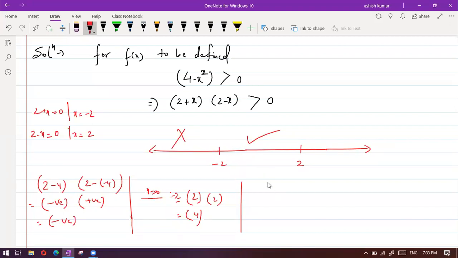Then we will take a value which is greater than 2. Can we take 5? Let's take x is equal to 5. So 2 plus 5 and 2 minus 5. What will it become, Ria? 2 plus 5, positive or negative? Positive, sir, and 2 minus 5, negative. Positive into negative is negative, and we know that negative numbers are not greater than 0, so we cannot take it.